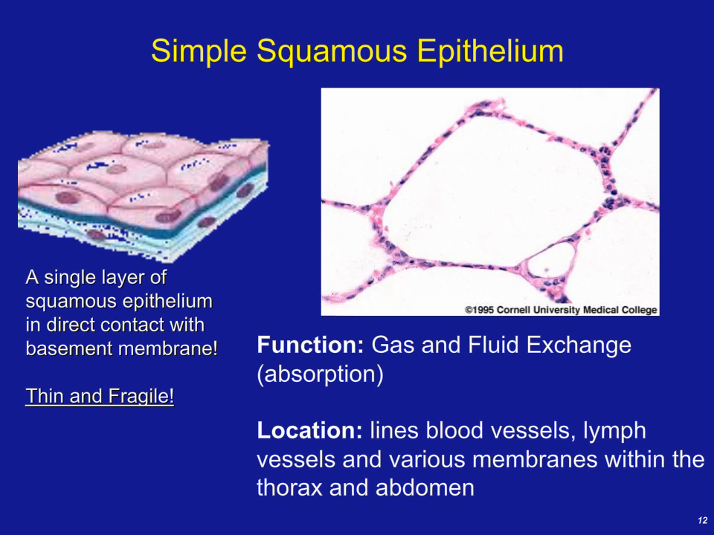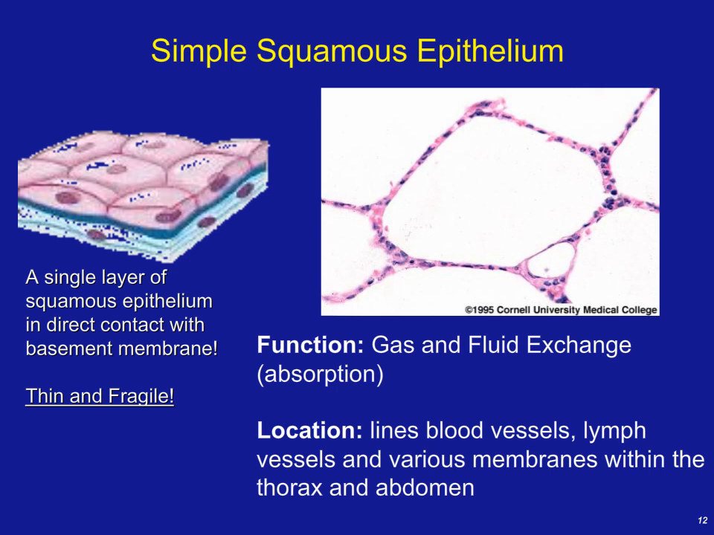So now we're going to look at some examples of each type of epithelium. And for each one of these examples, I'll show sort of the pictorial example on the left and an actual histological example on the right. And what you'll probably realize is they look very, very different.